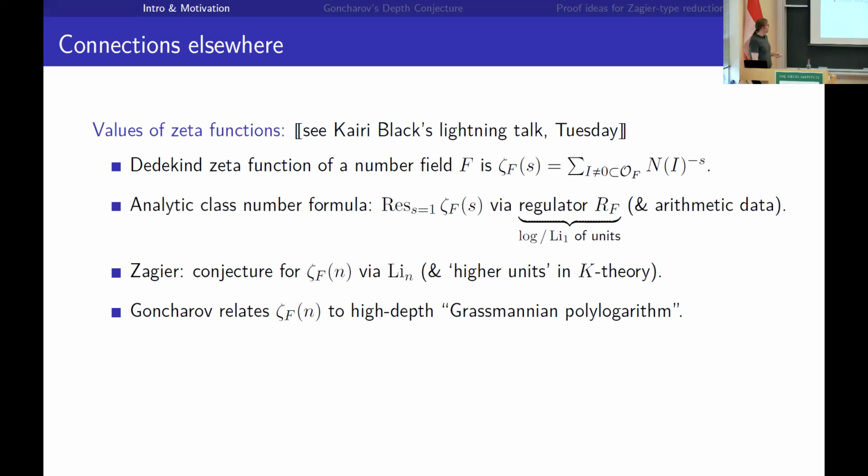I'm not going to make that precise. But there is some way of relating this Dedekind zeta function to some really high depth object called a Grassmannian polylogarithm. So it's actually something that's defined on configurations of hyperplanes, so it's Grassmannian in that sense. And then the question is, can we reduce this thing to depth 1 somehow? And if we can do that, then at least this part of the conjecture, showing zeta_F(n) is expressed via classical polylogs, there's a road to proving that.